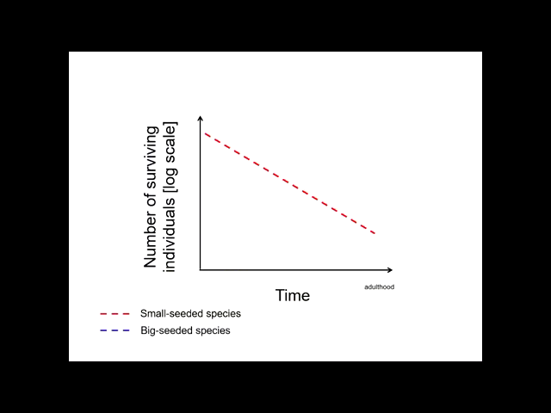So, if we look at the relationship between the number of surviving individuals and time, and we're looking at a small-seeded species, they sort of die at a fairly constant rate through time. Now, if we put our big-seeded species on there, that will initially have a lower rate of mortality, so there'll be more individuals surviving, and then after a while they start dying at the same rate as the small-seeded species, and there's lots of experimental evidence for that. Now, if they reached adulthood at the same time, then the large-seeded species would have more surviving offspring.